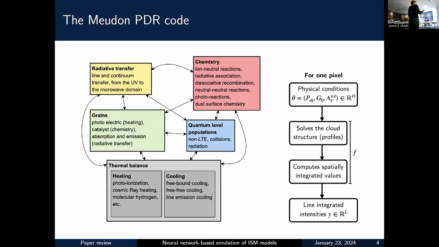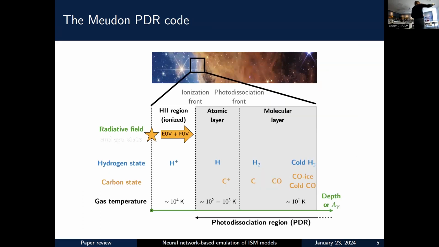So in a nutshell, the Meudon PDR code combines a lot of different physics, but to summarize, you have the physical conditions, so in our case 4 physical parameters at the beginning, and you have 2 steps. The first one is that you solve the cloud structure and update profiles, and the second one, you compute spatially integrated values, and at the end you obtain line integrated intensities. Those things are encoded in the code, and you can just consider that this is a deterministic function, and this is what we want to approximate. Physically, this is a schematic of a PDR. You have the ionization front and the photodissociation front, and the region in gray is the one that is modeled by the Meudon PDR code.